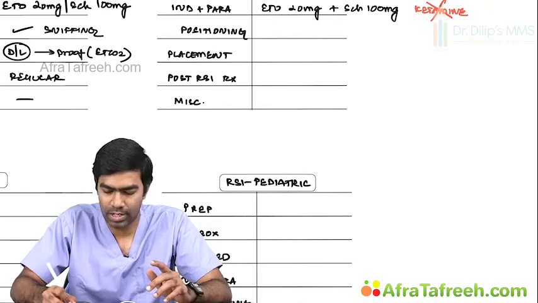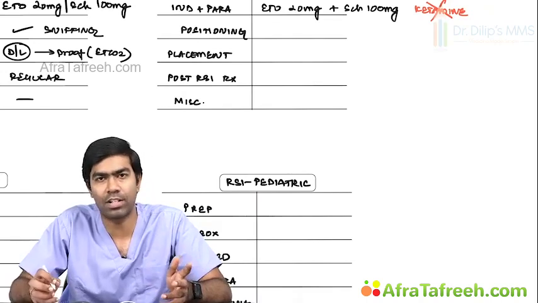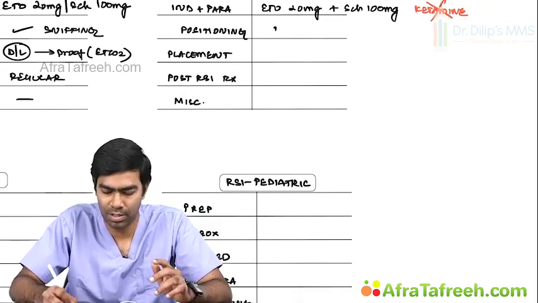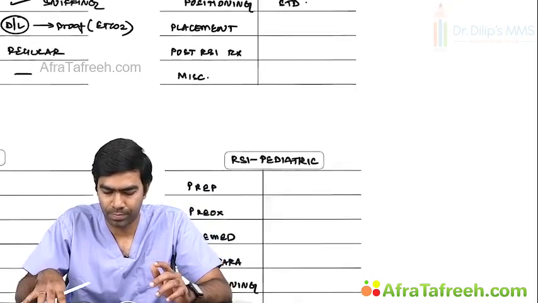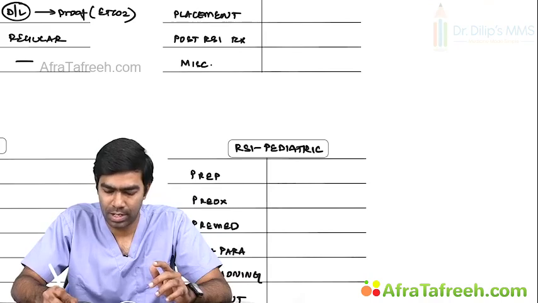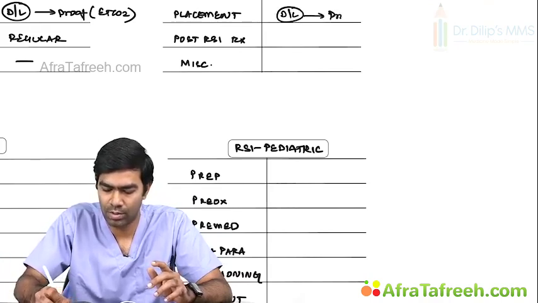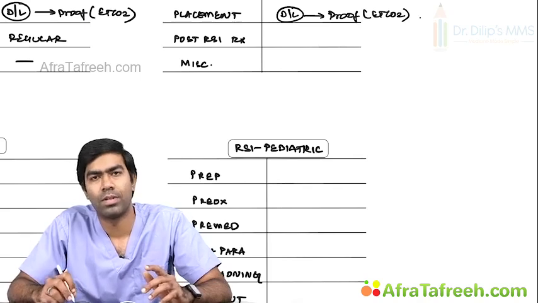Positioning, again, if you suspect a cervical spine injury, you have to be very careful. But apart from that, it's a standard positioning. Placement, again, through direct laryngoscopy, no doubt. And the proof, which is standard, is EtCO2.